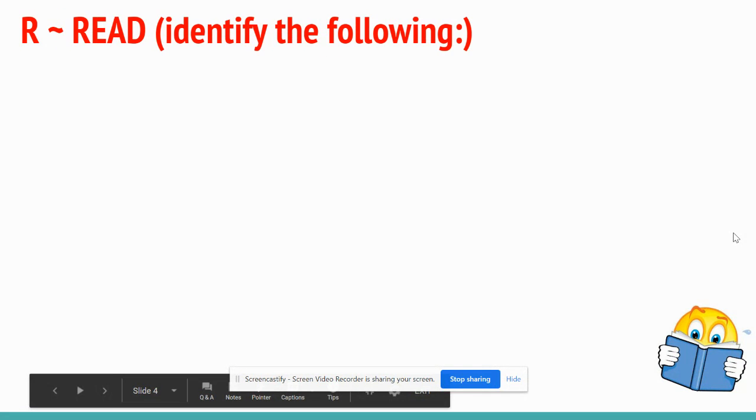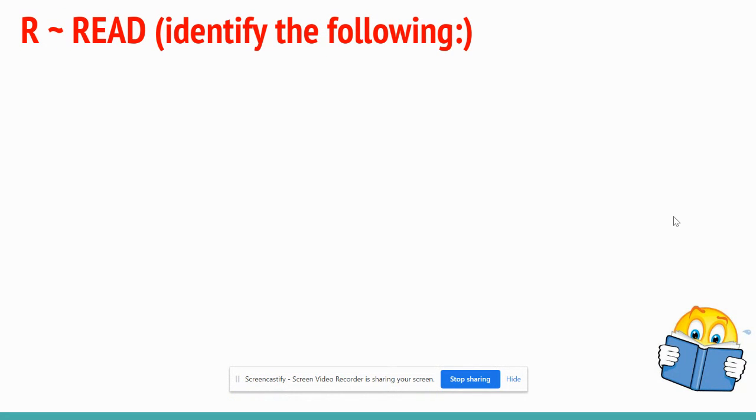So we were cut off when we got to the second part of our read. So now here we're going to read and we're going to identify the following.